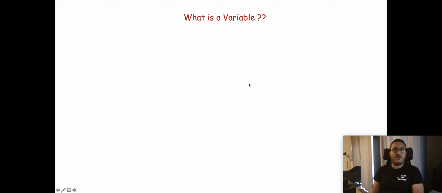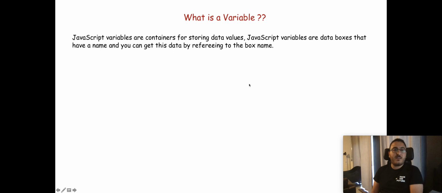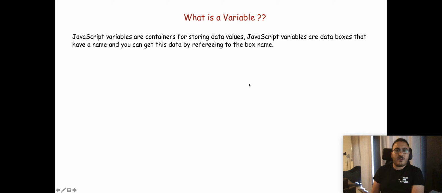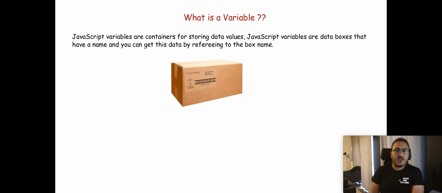So first of all, what is a variable? Well, a JavaScript variable is a container for storing a data value. To think about it in a different way, let's say a variable is a box that holds or carries a certain value. As we see, there is a small label on this box. This label refers to what kind of value we have inside the box. So it's more like a name for the value we have inside this box.